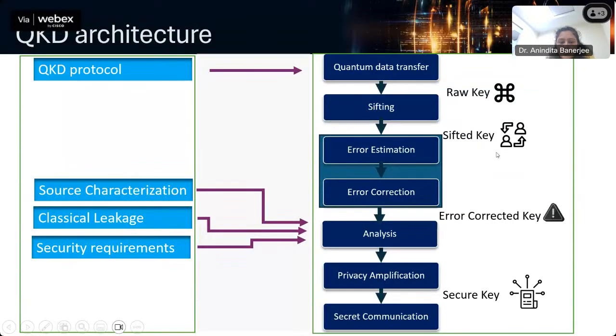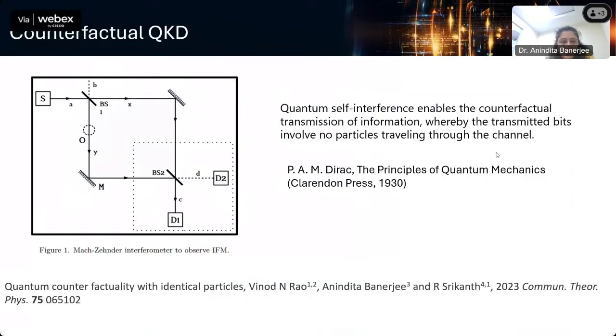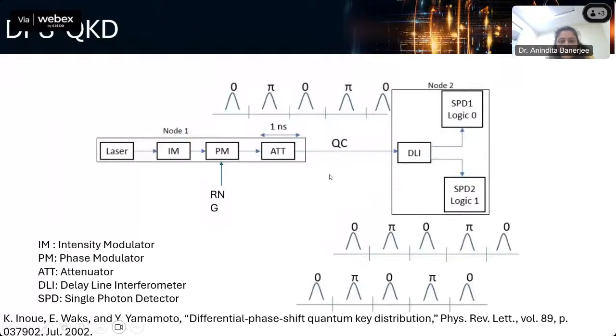Now B92 QKD. B92 QKD also, you will see encoding 0 and pi. So they are again highly non-orthogonal at these particular 2 phases. I'm not using the word non-orthogonal states here, because it's a weak coherent source, not a true single photon source. I'm using the word maximally non-orthogonal. All these nomenclatures, the way I'm addressing it, are very important when I'm looking at it from the theoretical security perspective.